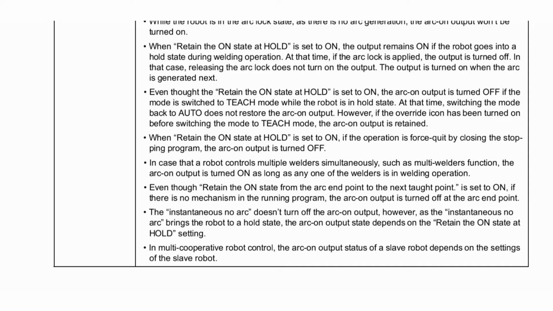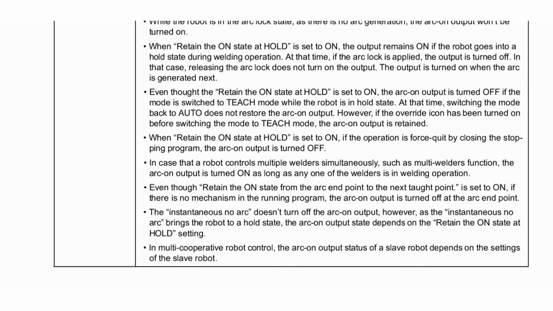In case a robot controls multiple welders simultaneously, such as the multi-welders function, the arc on output is turned on as long as any one of the welders is in welding operation. Even though "retain the on state from the arc endpoint to the next dot point" is set to on, if there is no movement in the running program, the arc on output is turned off at the arc endpoint. The instantaneous no arc doesn't turn off the arc on output. However, as the instantaneous no arc brings the robot to a hold state, the arc on output state depends on the "retain the on state at hold" setting.